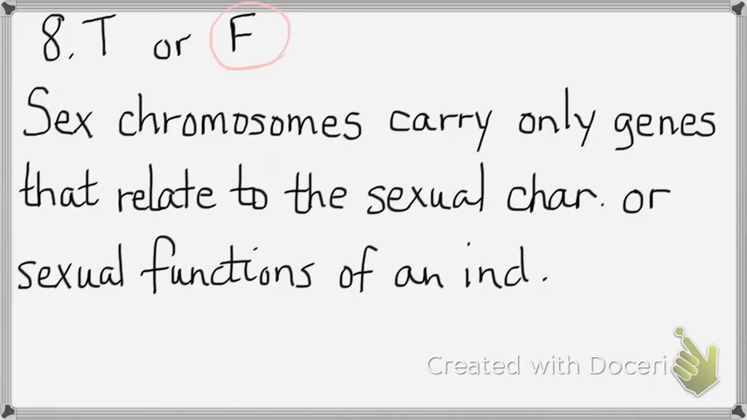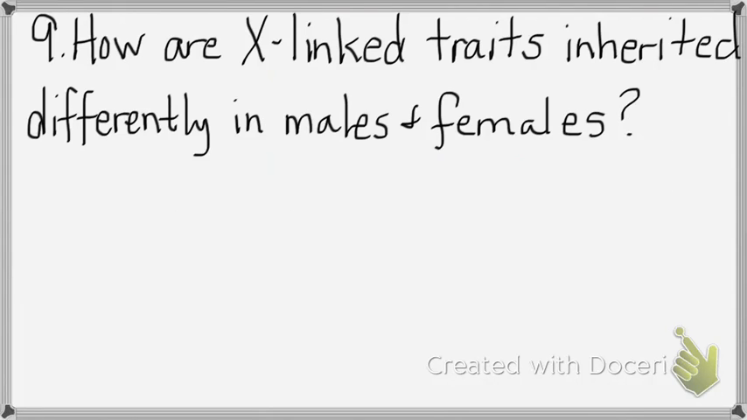So, I'll give you an example. There's a gene on the X chromosome. Does everybody agree the X chromosome is a sex chromosome? Yes? Okay. There's a gene on the X chromosome that determines whether I can see in color or not. Does that have anything to do with my sexuality? No. So color blindness versus color vision, that would be a great example.